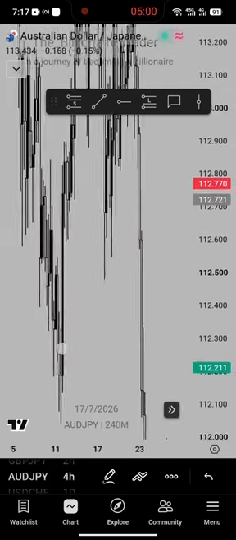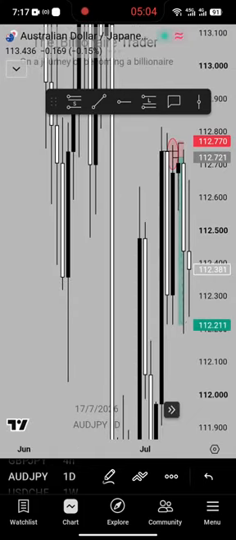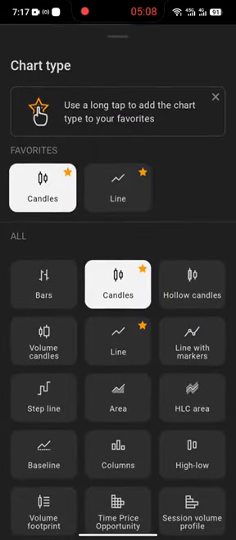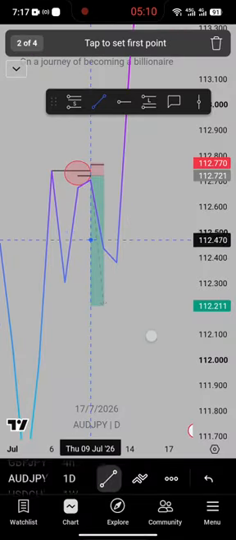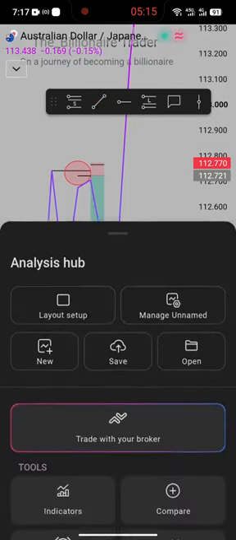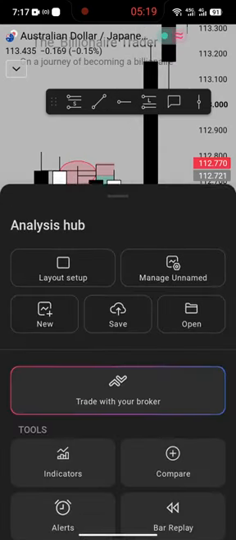Now let me explain the buy setup. Go back to the daily time frame. Let's change to our line charts. We have a support key level here, and let's change to the candle chart. So the first time, price actually got there and it rejected.